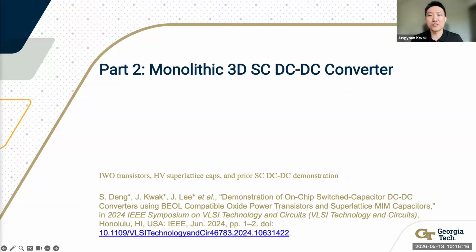This part introduces the three key hardware components from our prior work presented at the 2024 VLSI conference: the indium tungsten oxide power transistors, the high voltage superlattice capacitor, and our previous chip demo that shows both can be built together. This is an important foundation for the proposed hybrid DC-DC converter.